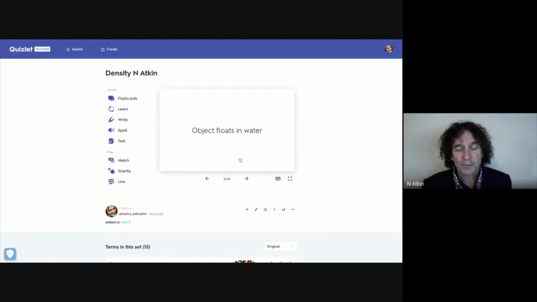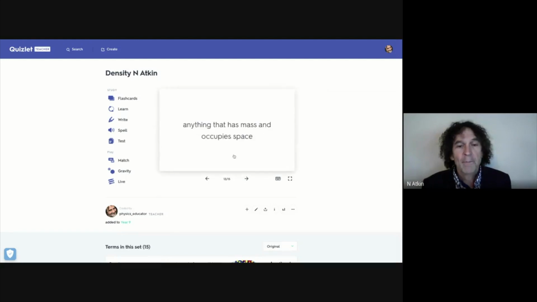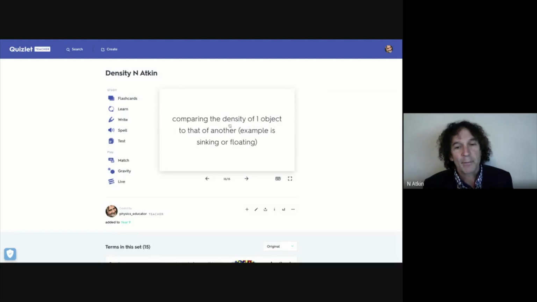Objects float in water if the density of an object is less than the density of water. Matter is just anything that occupies space. Physical property can be observed or measured without changing the substance. And finally, relative density means comparing the density of one object to that of another. An example of that is sinking or floating.